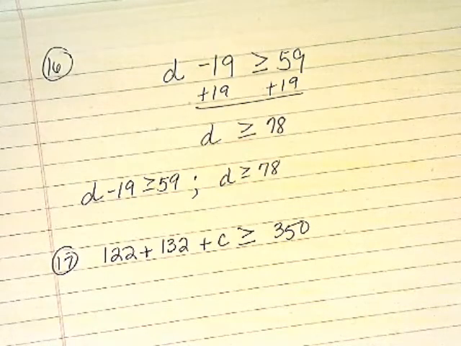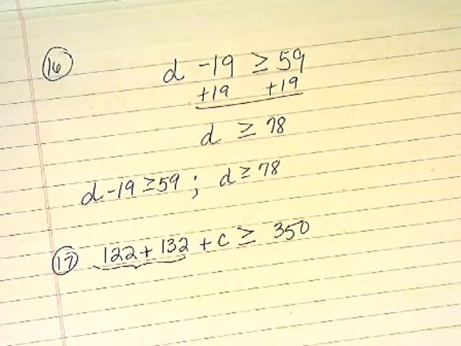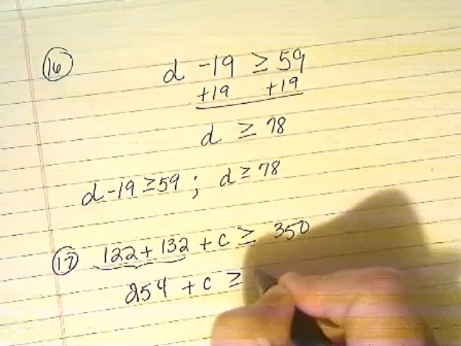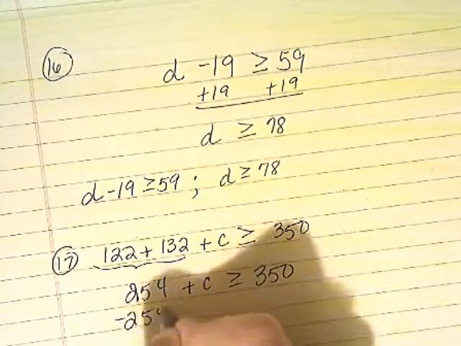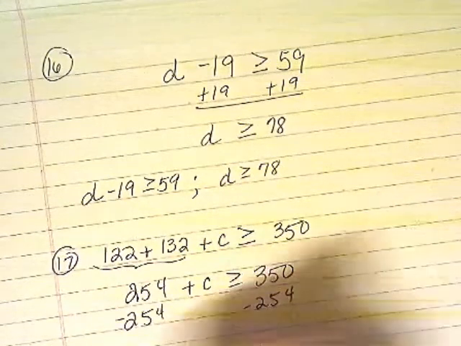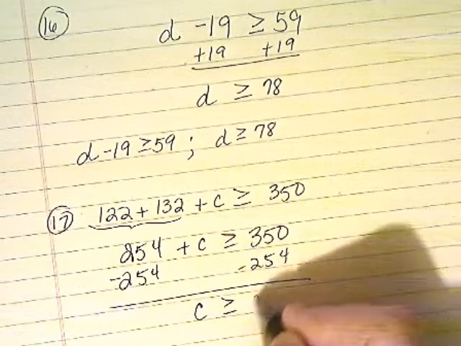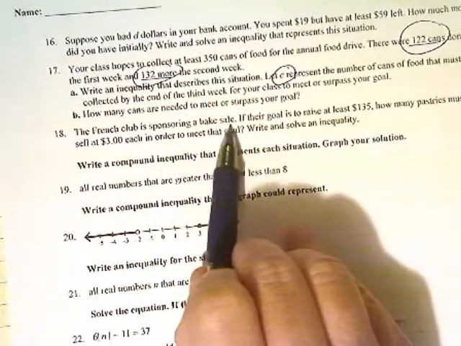So I'm going to simplify. Now I'm going to put these together. They need to be combined. That is 254 plus C greater than or equal to 350. Then I'll subtract 254 from both sides. C is greater than or equal to 96.